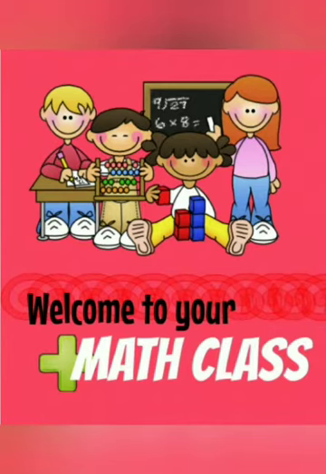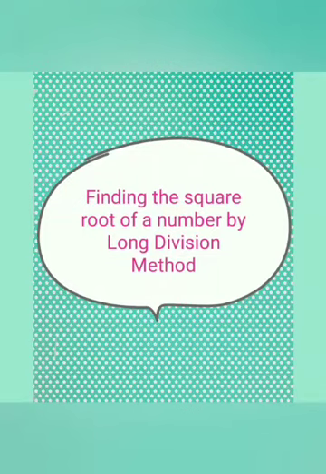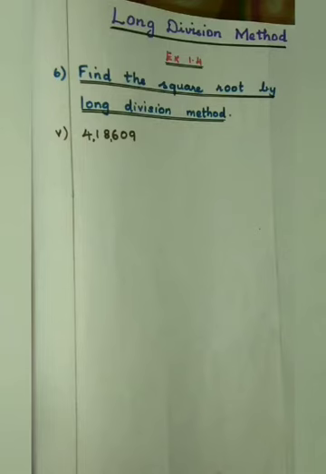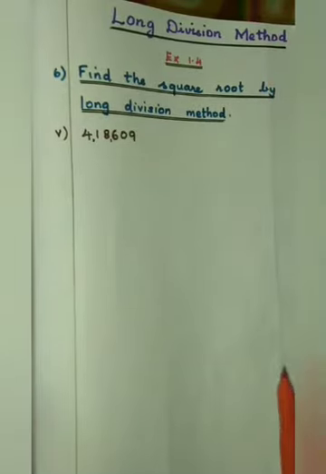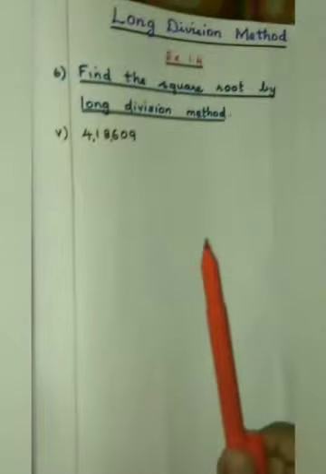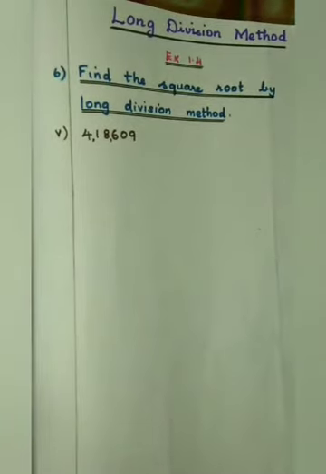Welcome to math class. Today we are going to see in Unit 1 how to find square root using long division method. There are two methods to find square root. One is prime factorization method, which we have already seen. The other method which we look at in this video is long division method. If you are asked to find square root of large numbers, finding square root using prime factorization method is lengthy and difficult. Use of long division method helps us in such cases. Let us solve few problems using this method.